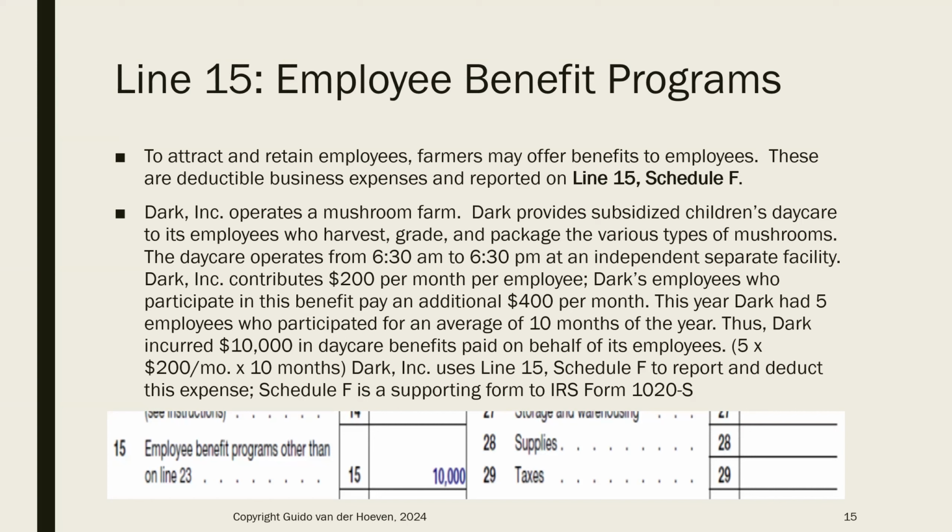So Dark is going to use, in this example, line 15, as you can see illustrated there. And I'm just making the assumption that it's a Subchapter S corporation. And so one would use an 1120S. I got a goof there. It should be an 1120S, and Schedule F is going to be supporting documentation to that corporate income tax return.